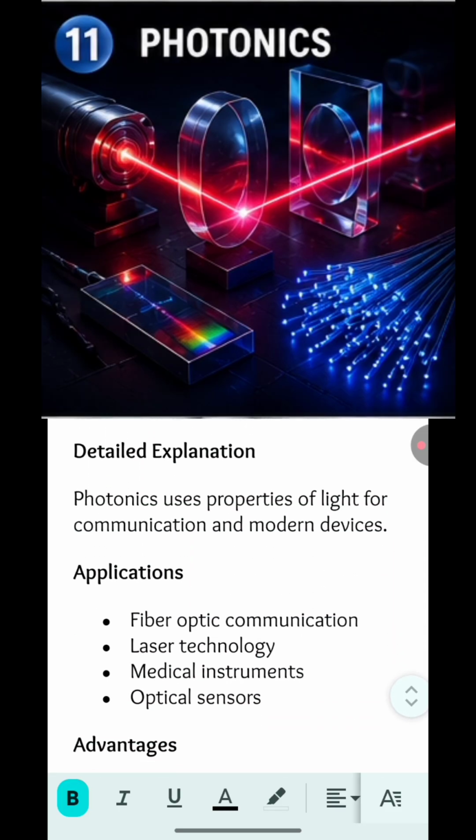Next topic, photonics. Photonics is the science and technology of generating, controlling, and detecting light. Photonics uses properties of light for communication and modern devices.